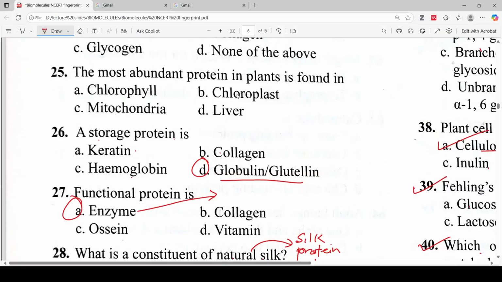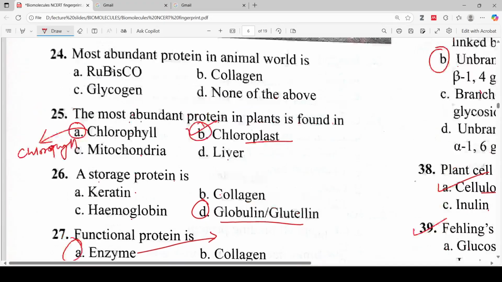Next question. The most abundant protein in plants is found in chlorophyll, chloroplast, mitochondria, liver. So the most abundant protein in plant is found in chloroplast. That will be the correct answer, and the most abundant protein is rubisco. So let's move to the next question.